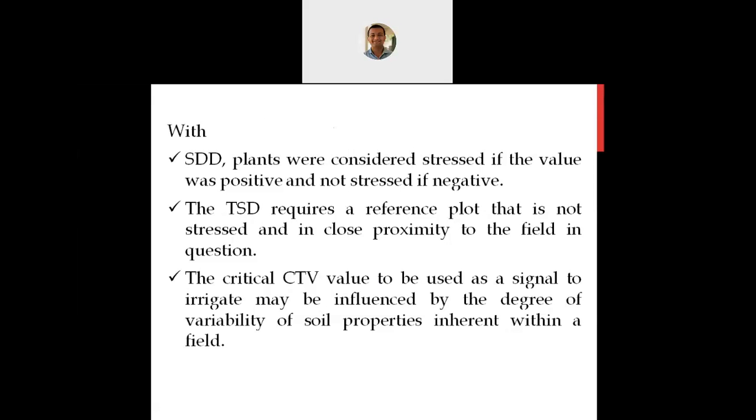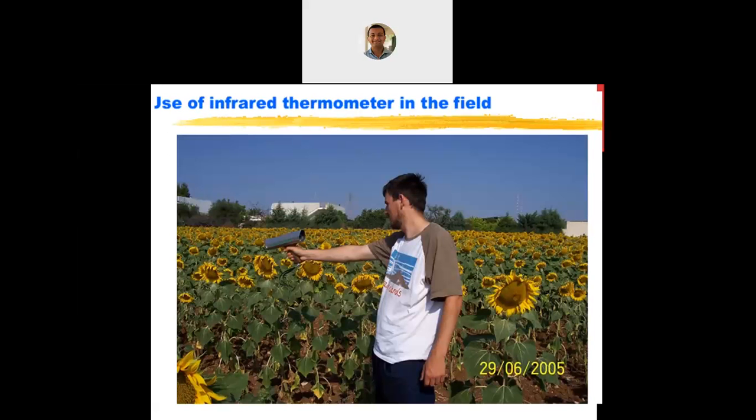Now, the canopy temperature difference value or the stress degree day index value can also be used to trigger the irrigation, or determine when we need to irrigate, based on past research. Here you can see how a person is measuring the canopy temperature of a sunflower canopy.